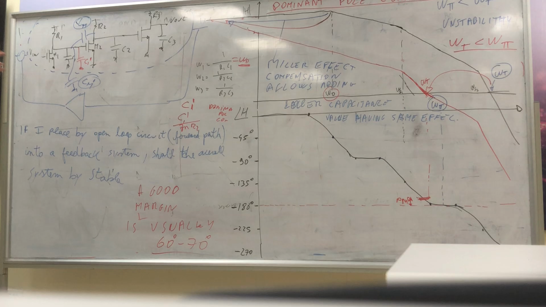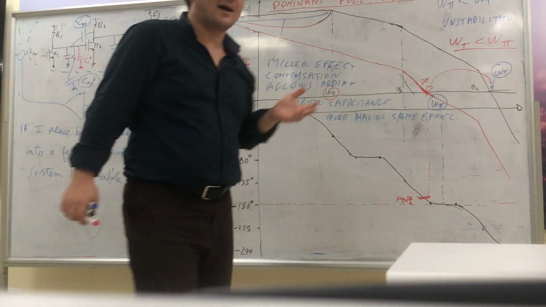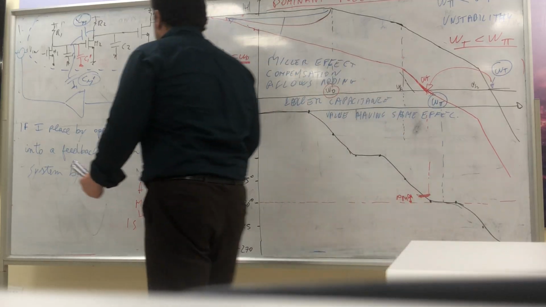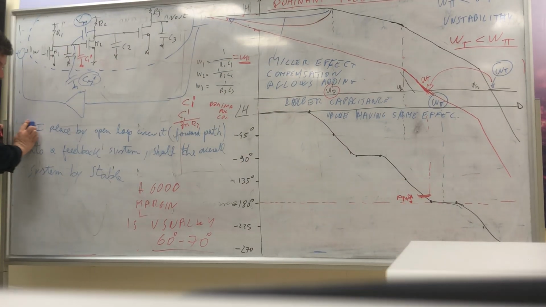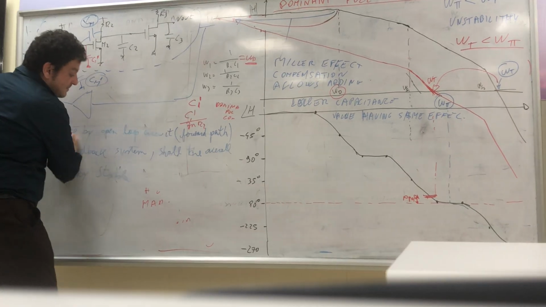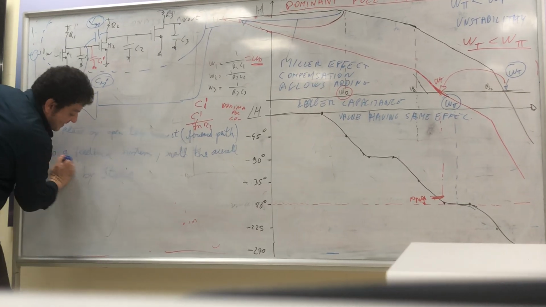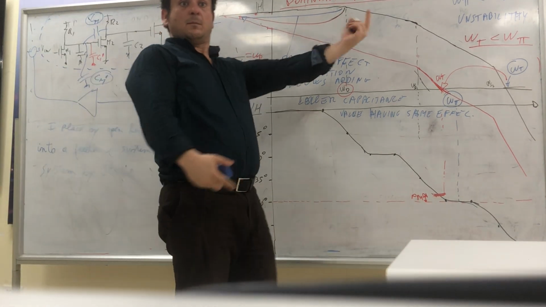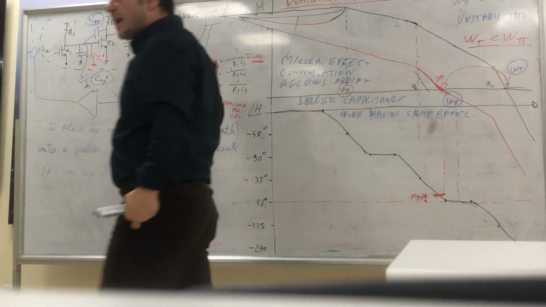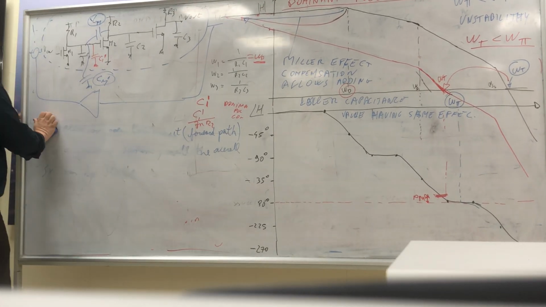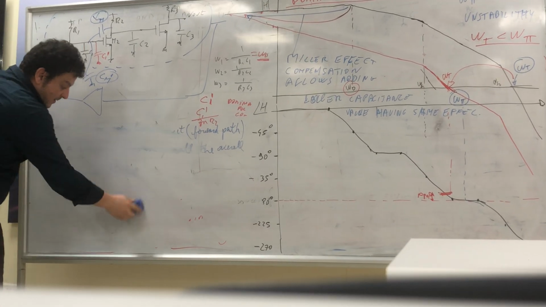Actually, when we deal with an OTA, that's exactly what we do. What we do is operate this Miller effect compensation, having the pole shifting to get the stability. Okay?